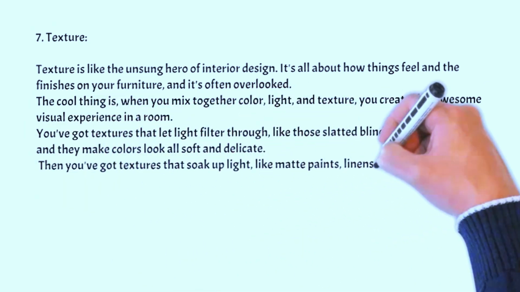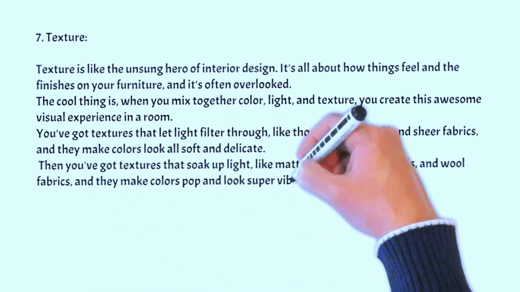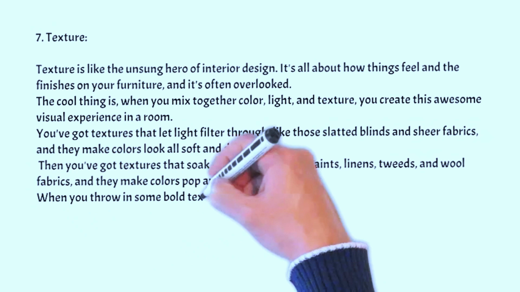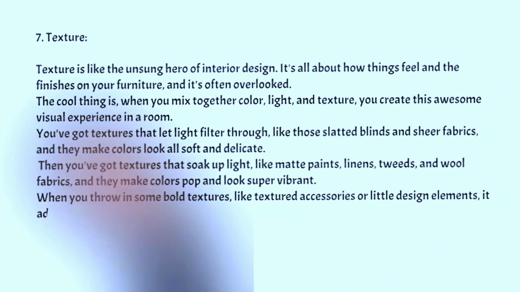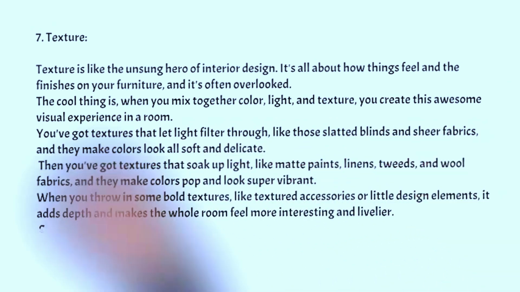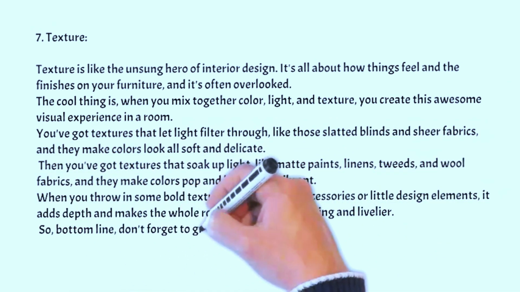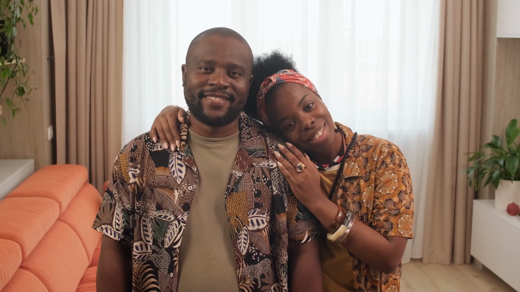Then you've got textures that soak up light, like matte paints, linens, tweeds, and wool fabrics, and they make colors pop and look super vibrant. When you throw in some bold textures, like textured accessories or little design elements, it adds depth and makes the whole room feel more interesting and livelier. So bottom line, don't forget to give texture its due when you're designing a room. It is a game changer.